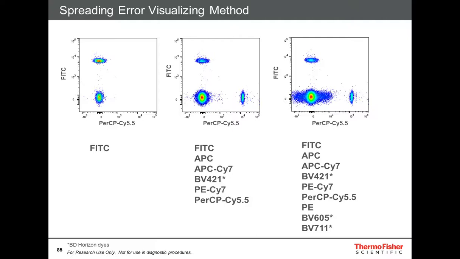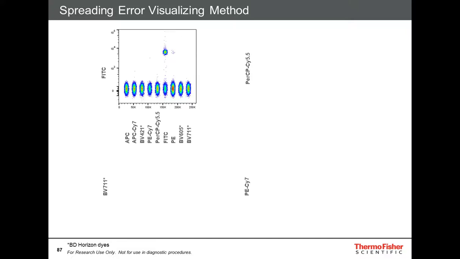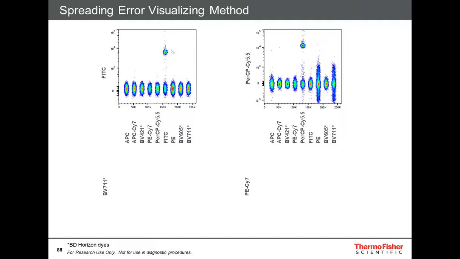But in the Per-CP Cy 5.5 channel, there's background expansion. And right now, all I know is that it's from PE or BV605 or BV711. Now, certainly, the more experience you get with panel design, you'll know where it's coming from. But this little trick can tell you exactly where it's coming from. So here, I can look at every single stain sample, and I can look at it in my FITC channel. And like we saw before, all of these single stain samples look fine when we detect them in the FITC detector.